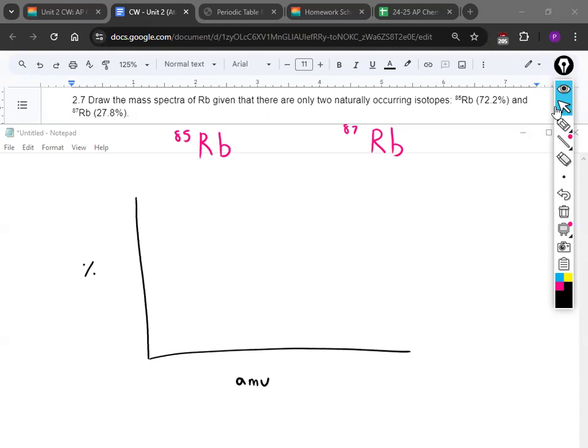All right, so let's start with the AMU. You just need to label the isotopes that you have on the x-axis. You don't need to draw all of them if you don't have them. So we have 85 and 87, so let's just be efficient. We're going to write 85 and 87. And then just so that the AP grader is very clear what element we're talking about, we're going to write Rb on the top, just so they know we're talking about rubidium.